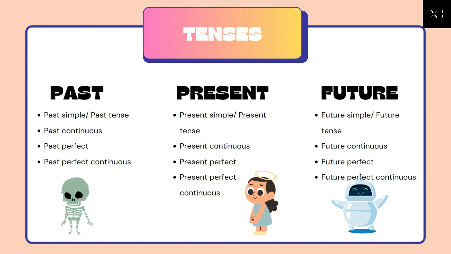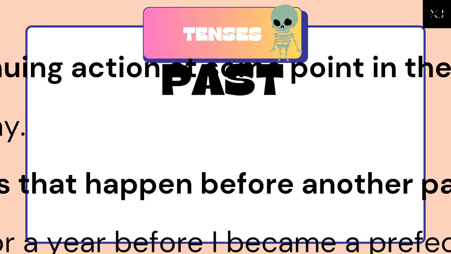Okay, so under past you have past simple or basically past tense, past continuous, past perfect, and past perfect continuous. For me, if you know the rules for past tense, continuous, perfect, and perfect continuous, you will know the rules for present and future, because they are just 3 different timelines but with the same set of rules. Okay, so let's take a look at the first one, past.